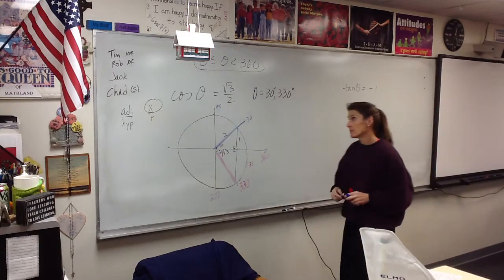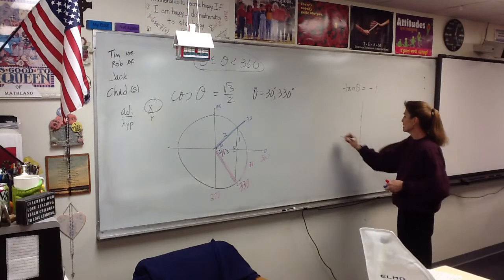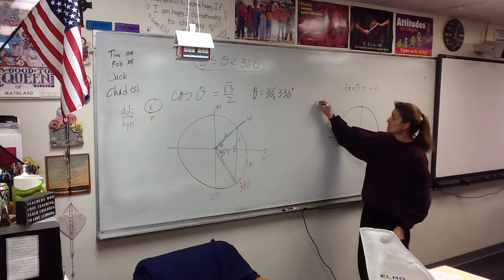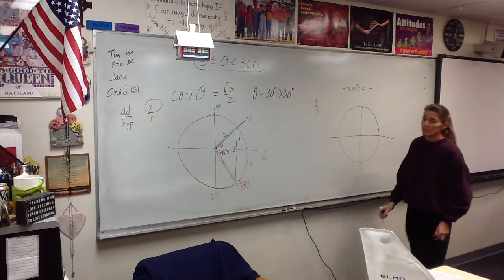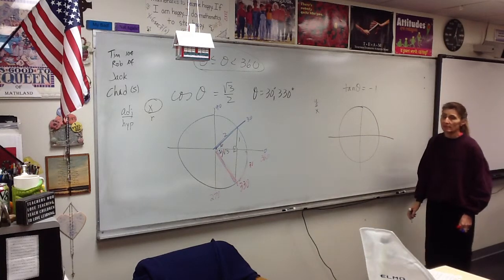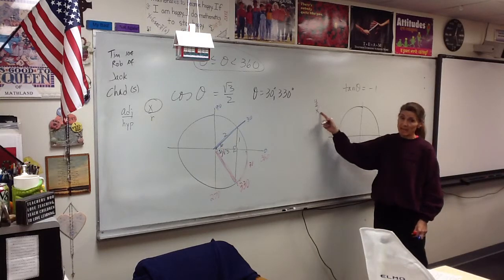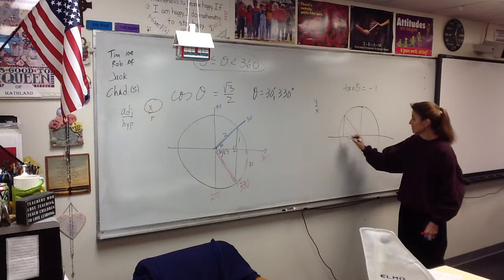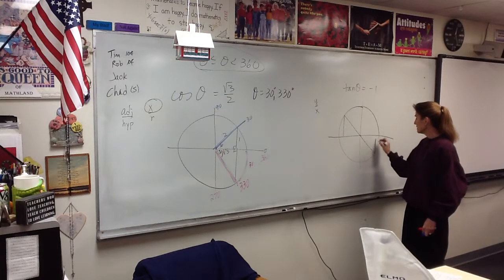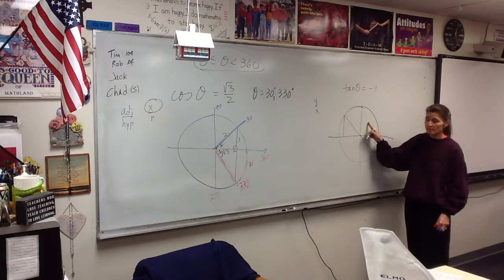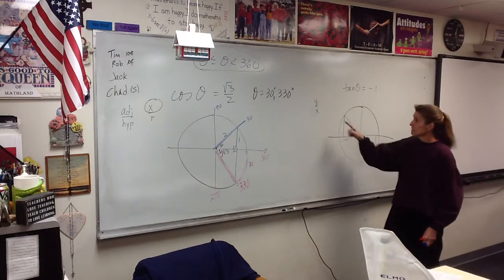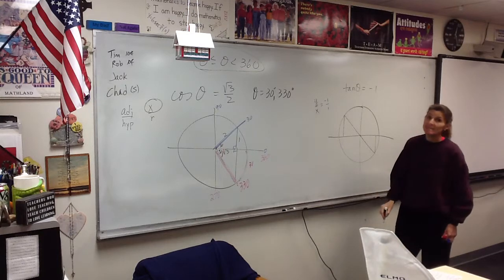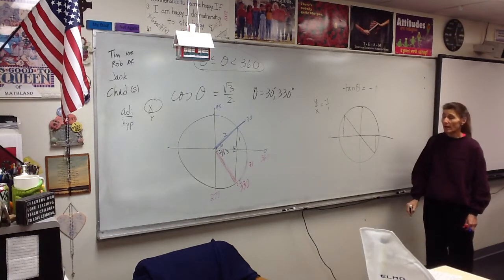All right, so we've got to stop and think about where the tangent is negative. Tangent is y over x. If you want that to be negative, then one of these has to be negative. Here we have two positives and here we have two negatives. If we want this fraction to be -1, then we need either y or x to be negative.